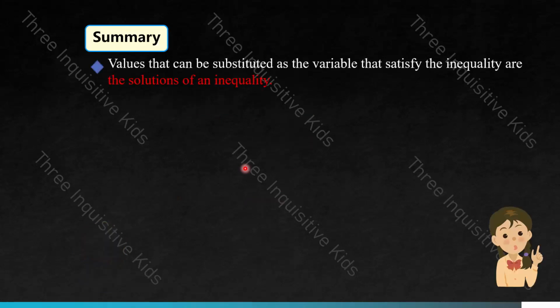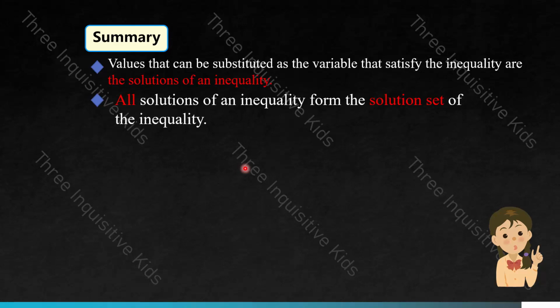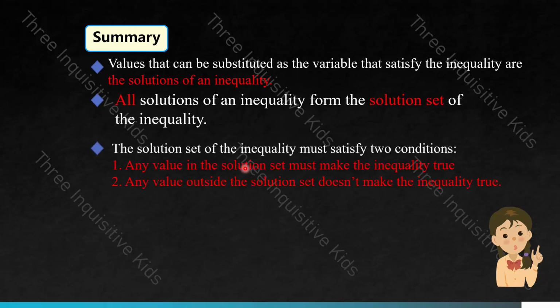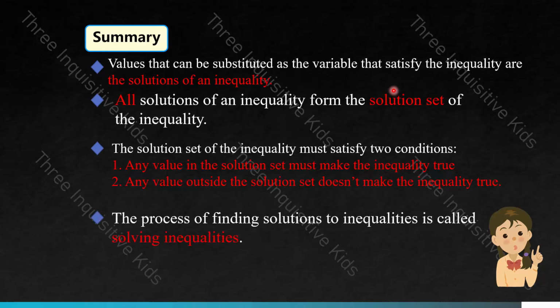So our summary is that values can be substituted as the variable that satisfy the inequality. So these values are called the solutions of an inequality. All solutions of an inequality form the solution set of the inequality. The solution set of the inequality must satisfy 2 conditions. Any value within the solution set must make the inequality true, and any value outside the solution set doesn't make the inequality true. So the solution set essentially contains every single value that satisfies the inequality. The process of finding solutions to inequalities is called solving inequalities.